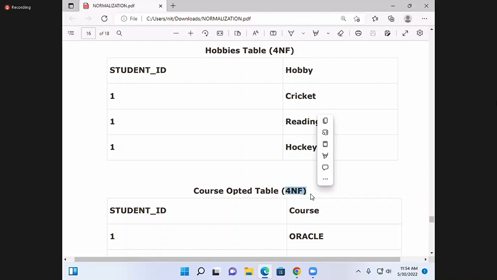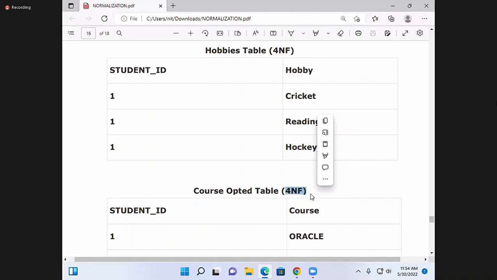The choice is the designer's. Either you can split or you cannot split. If you are not splitting and keeping your multi-valued columns as they are, then it is called 5NF. If you split, then it is called 4NF. That's why 4NF and 5NF are called optional. Optional means choice. You can, or you cannot, no problem. You are in the designing phase.